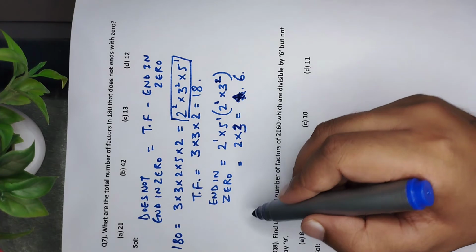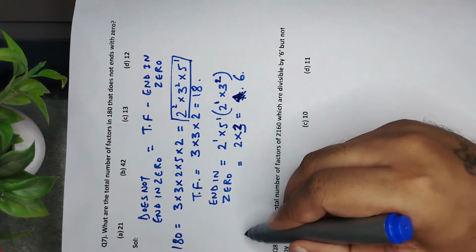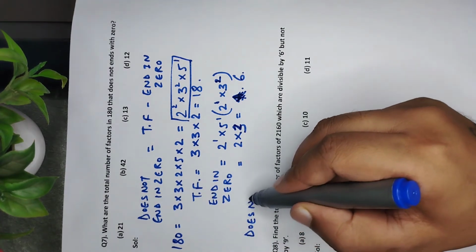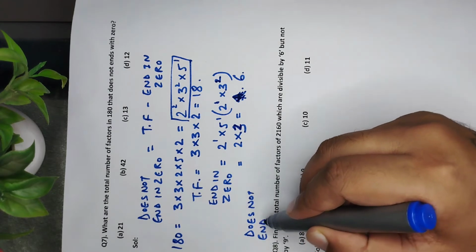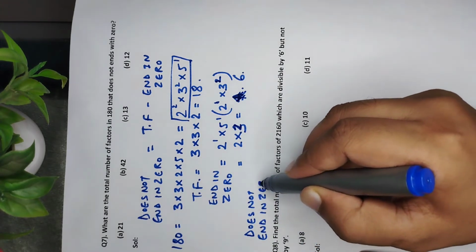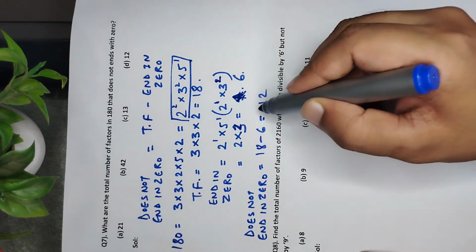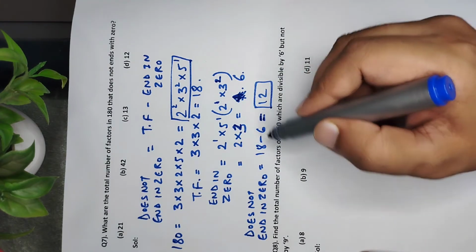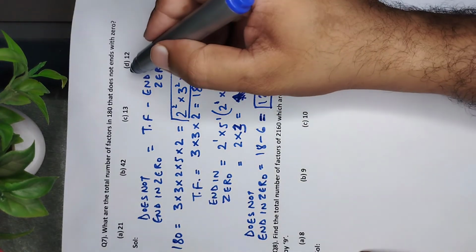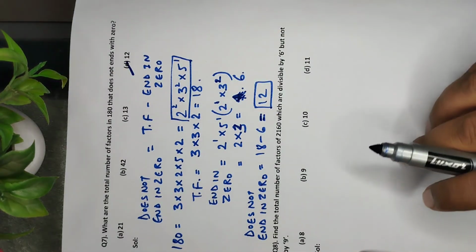It means the number of factors that do not end in 0 is equal to 18 minus 6, that is equal to 12. We can simply say there are 12 factors that do not end in 0. So the answer will be this last one, 12.